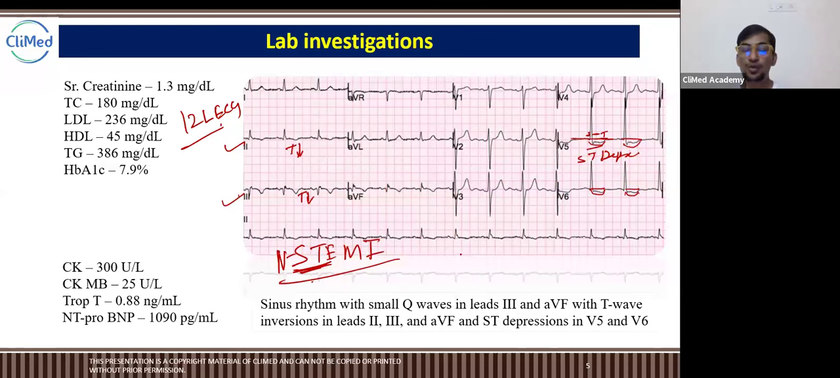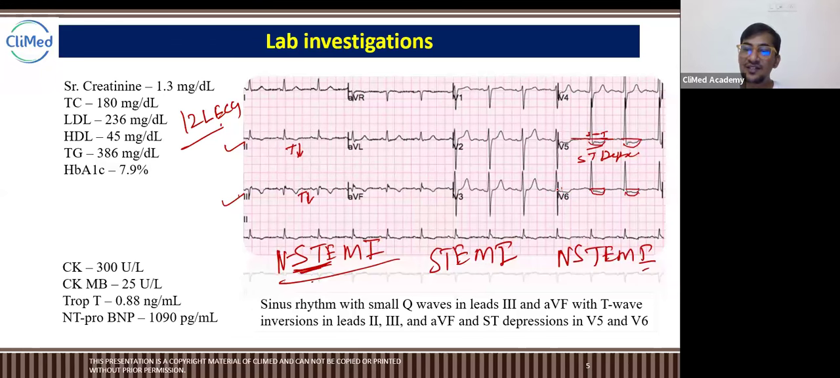Simple. There are types of ACS. I mean, there is stable angina, unstable angina, NSTEMI, and STEMI. Three types of ACS are there, but the major is STEMI, I mean, according to ECG and NSTEMI. Okay. So what is STEMI?